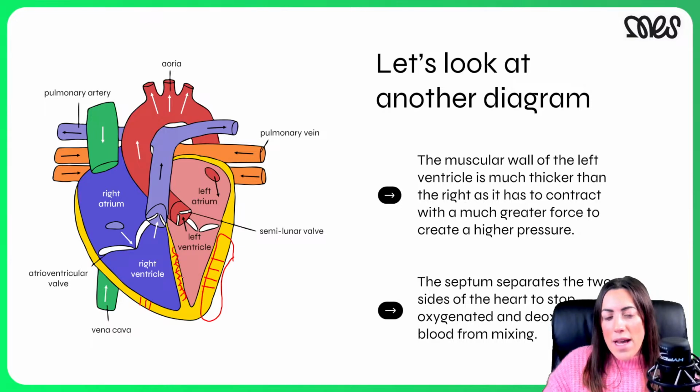The function, by the way, of the heart septum is to separate the right side from the left side. So it keeps the deoxygenated blood in the right side separated from the oxygenated blood in the left side. Some babies are actually born with a hole in the heart. And if there's a hole in the septum, then the deoxygenated and the oxygenated blood can mix, which obviously is going to cause problems because you're not going to get enough oxygenated blood going around the body.